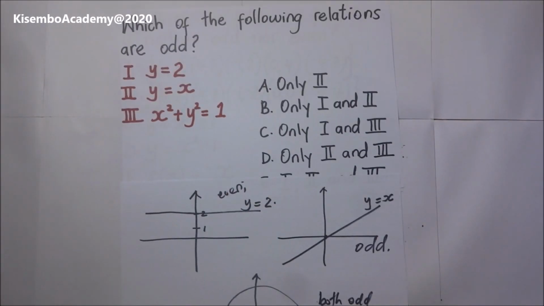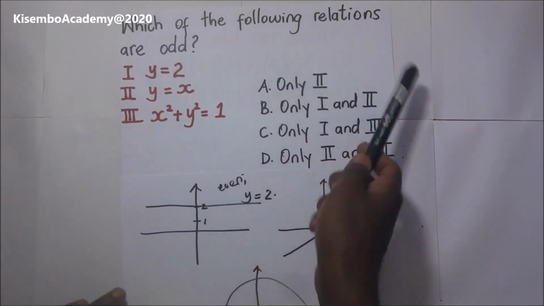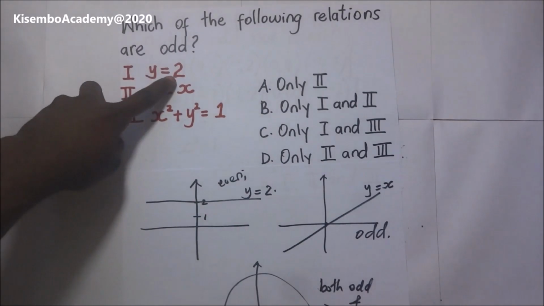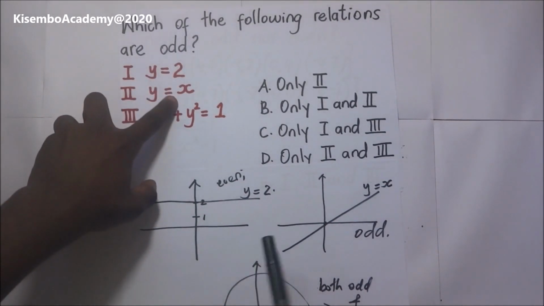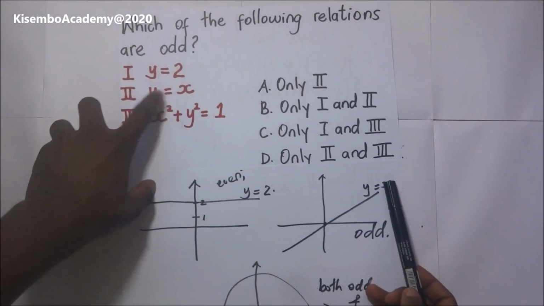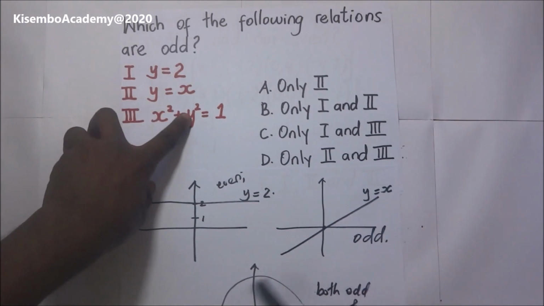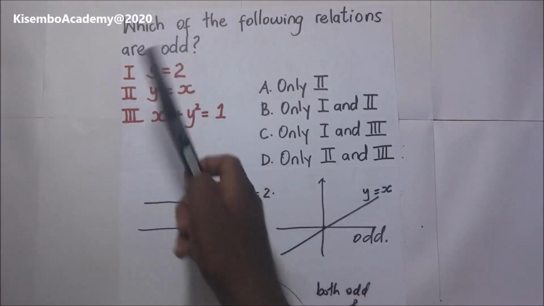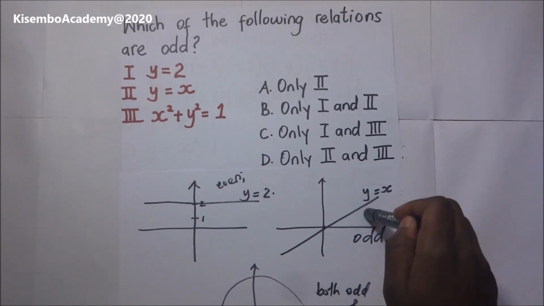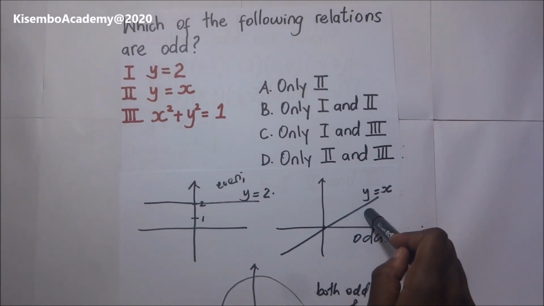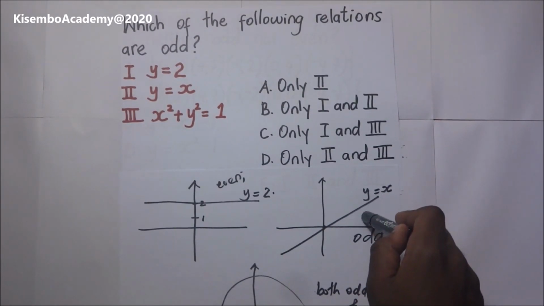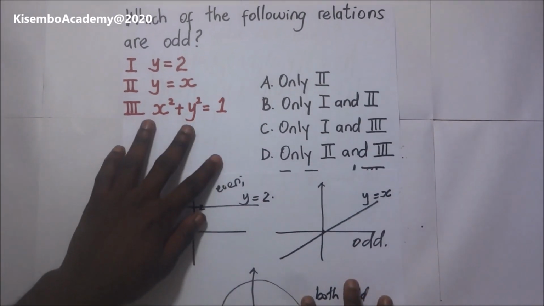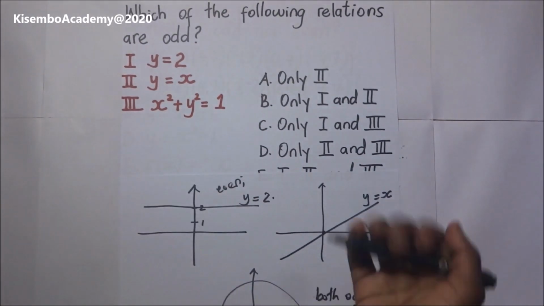Then we have another question, still with the same relations. Which of the following relations are odd? We have y is equal to 2, which is this one, y is equal to x, which is right there, and x squared plus y squared is equal to 1, which is that circle. The ones that are odd are this one and that one. So the answer here is 2 and 3 are odd. Looking through our objective answers, we have D.